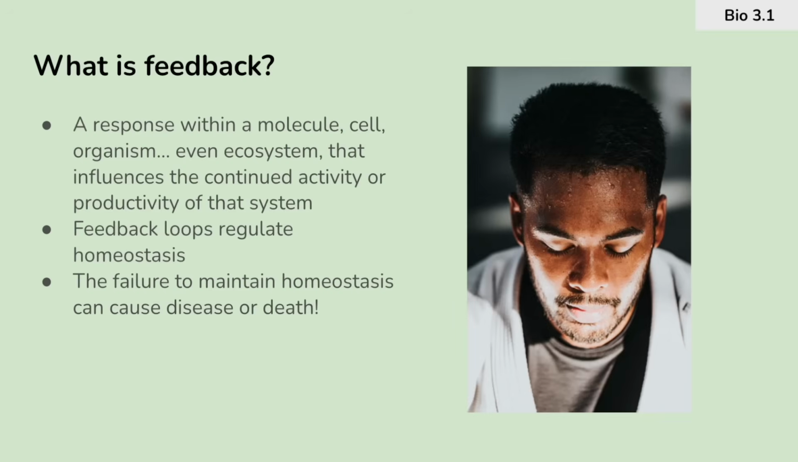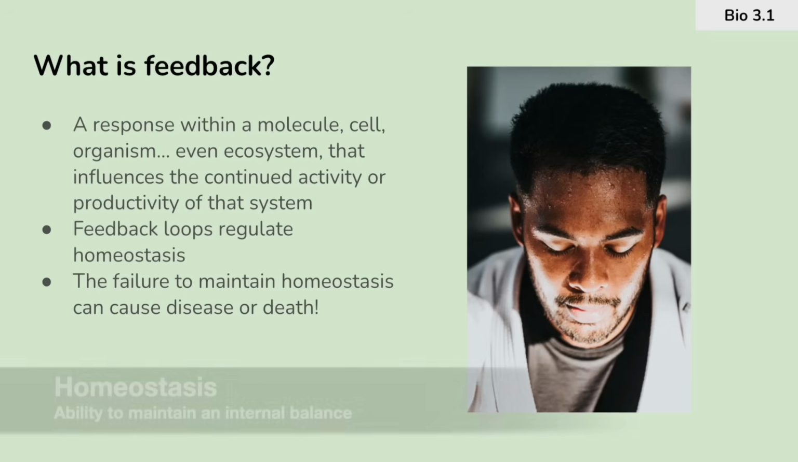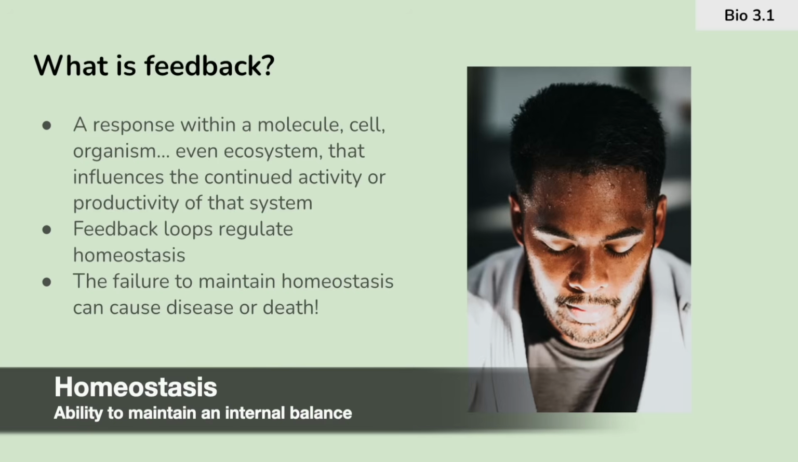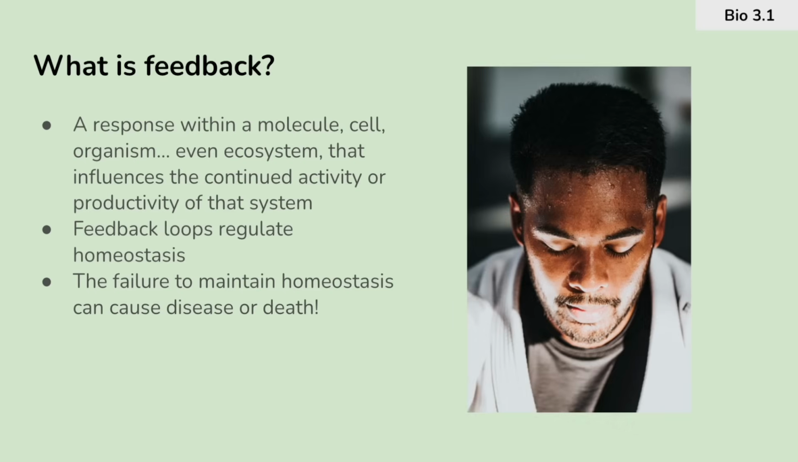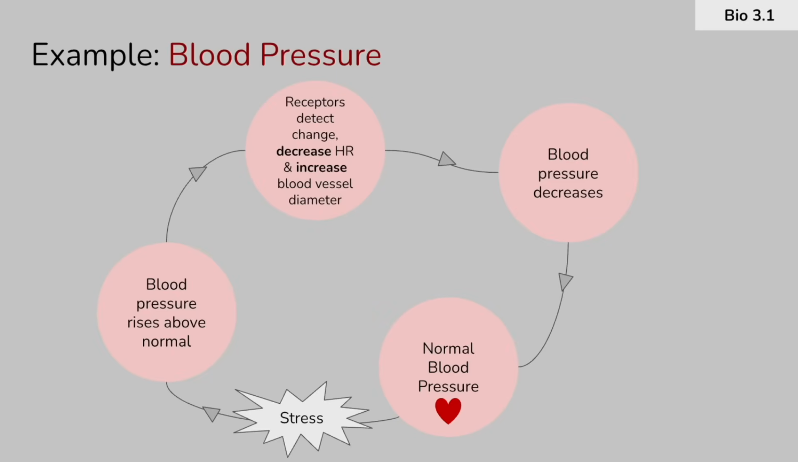It's important to talk about feedback within cells and organisms and ecosystems that help keep living things alive. Feedback loops are going to help us maintain homeostasis, which is a balance of conditions inside the body that organisms need to stay alive. So, for example, certain water levels, temperatures, heart rates. If organisms can't maintain homeostasis, it can often cause disease or death. So let's take a look at some of this feedback. For example, we have our blood pressure, which is regulated in the body.